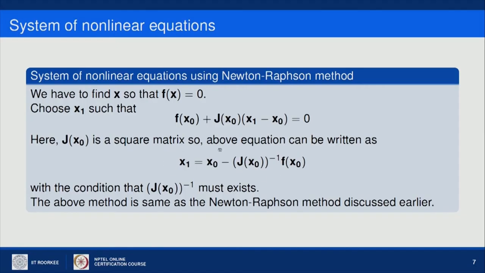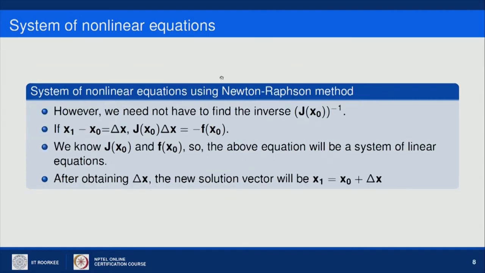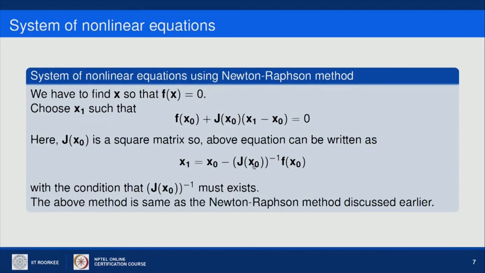However, we can write it this way only when the inverse of J exists, and this method is called the Newton-Raphson method for the system of nonlinear equations. So, in algorithmic terms, we can use this method provided the inverse of J exists, but suppose you have 100 equations with 100 unknowns. Then the size of J becomes 100 times 100, and finding the inverse of a 100 by 100 matrix is not an easy job in terms of computational complexity.